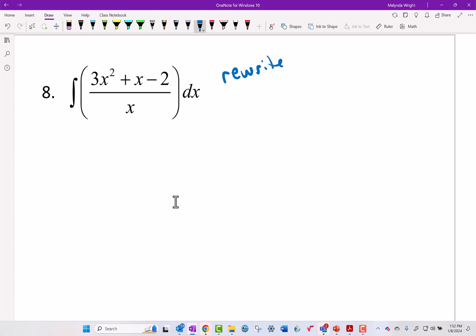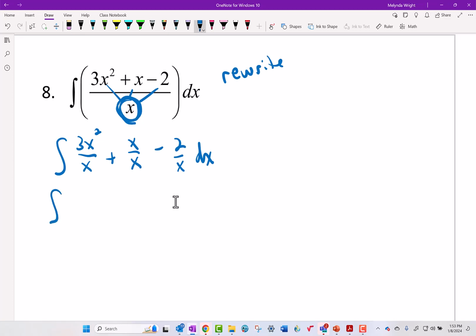So what am I going to do? I'm going to turn this into 3 different fractions. I'm going to do algebra first. I'm going to rewrite. I would typically do that in my head, but I'm going to do all the steps for you. So I do 3x squared over x plus x over x minus 2 over x dx. I'm just splitting it into 3 different fractions because this is a monomial. It's one term. If this were a binomial, I could not do this. That would be bad algebra.